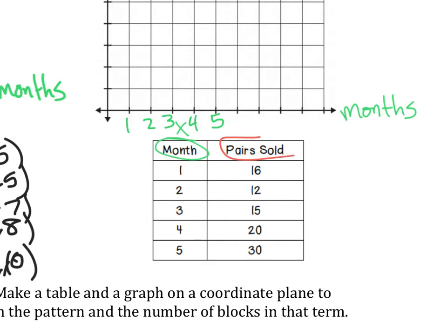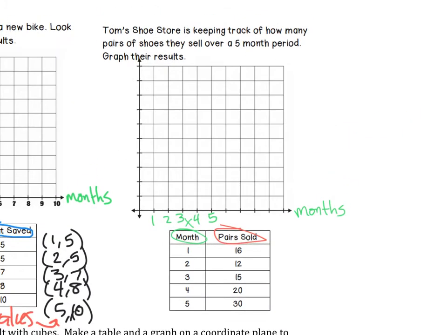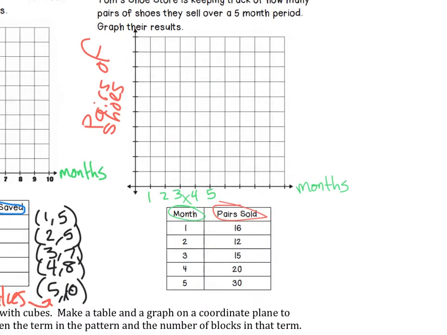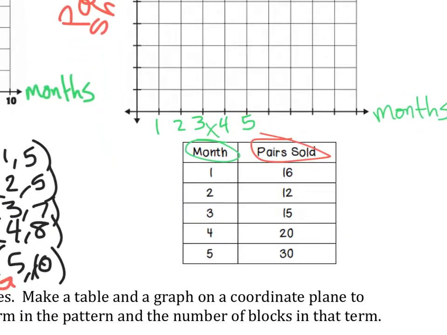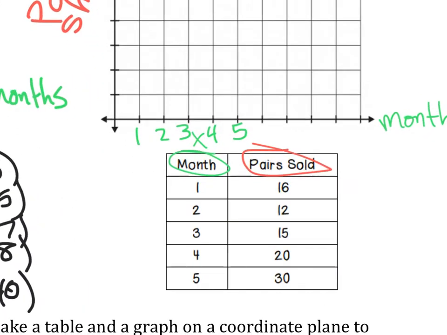Let's see. We want pairs of shoes sold. That's going to be our y-axis, so let's go ahead and label that. This is pairs of shoes. And we'll write the appropriate scale for the amount of pairs of shoes. So look at what your lowest pair of shoe is. Your lowest is 16, and 30 is your highest. So we have to get all the way up to 30.